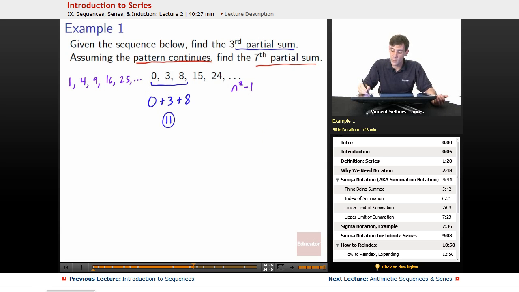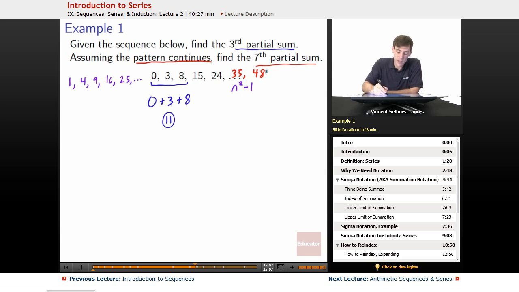So if that's the case, then we can figure out the next terms. If it's n squared minus 1, the next term to follow is going to be 36 minus 1, right, because we're at 5 here. 5 squared minus 1 is 24. So the next will be 6 squared minus 1. That's going to get us 35. Next will be 7 squared minus 1, 49 minus 1, or 48.